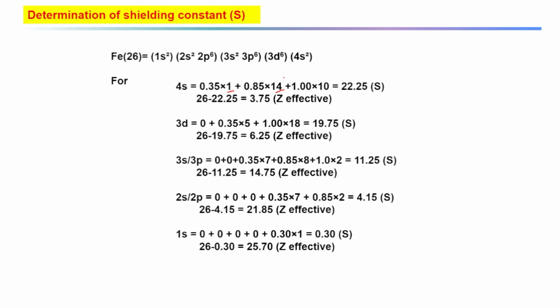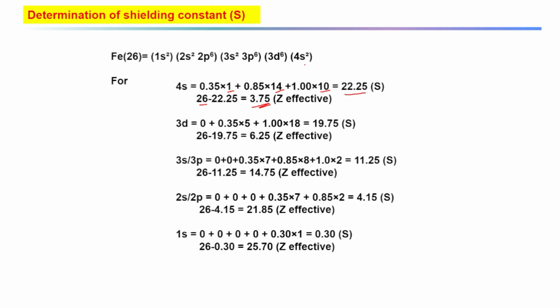And we have 10 more electrons in 1s2, 2s2, 2p6. These 10 electrons are contributing a total value of 1 each. The total shielding is depicted as 1, and if it were less than 1, that would mean it is not shielding totally. So if we calculate, we will get S as 22.25. Now our atomic number is 26, so Z is 26, and if we do Z minus S, we will get Z effective to be 3.75. So 3.75 is the Z effective for these 4s electrons.